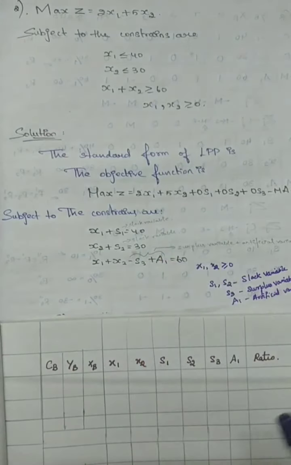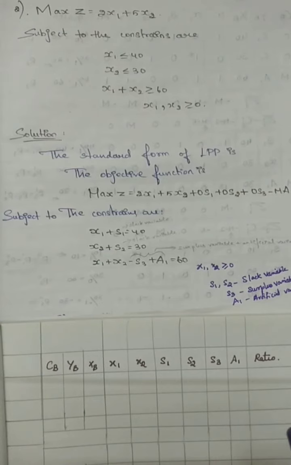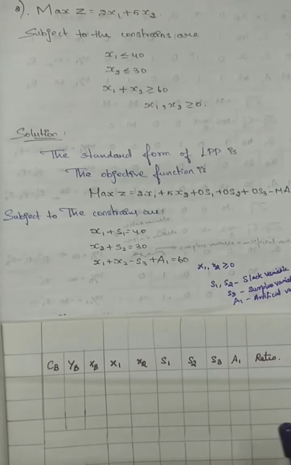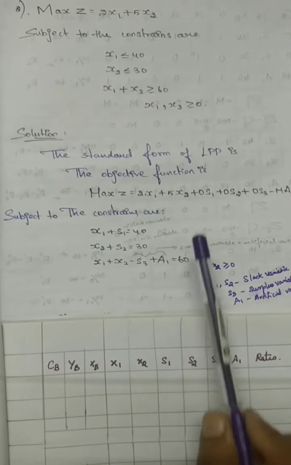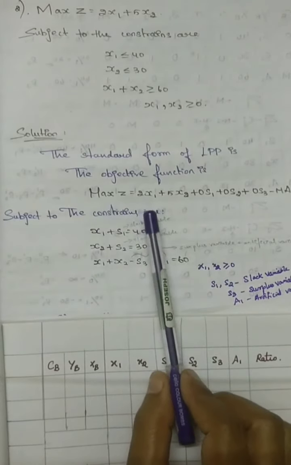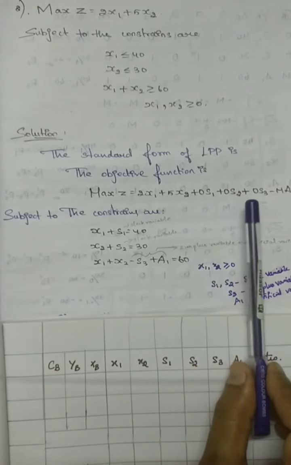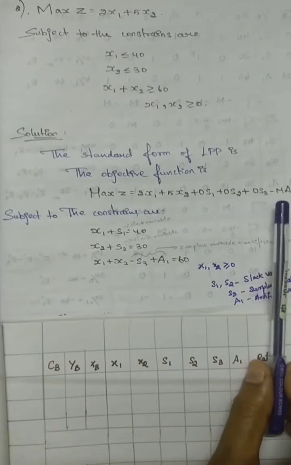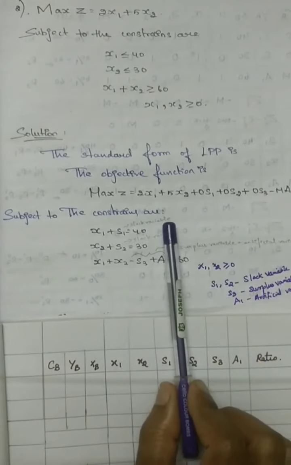Because in the Big M method, a less than or equal to constraint is no problem, you only have to add the slack variable. But in the greater than or equal to form, you have to subtract the surplus variable and also add the artificial variable. Depending upon this, you write the objective function: maximization of z equals 2x1 plus 5x2 plus 0 into s1 plus 0 into s2 plus 0 into s3 minus M into a1, because for the artificial variable the coefficient in the objective function is minus M.